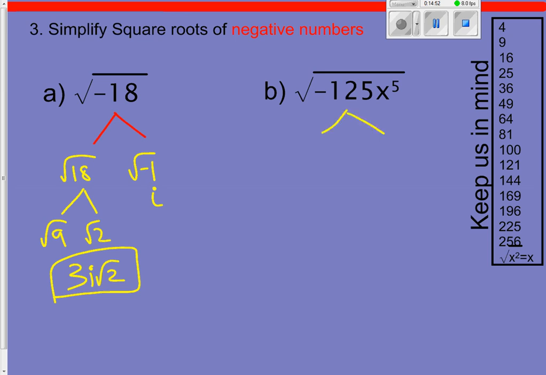So here, first thing I want to do, square root of negative 1, square root of 125 x to the fifth. Do that first. Just write that step. It makes your life so much easier. So now split this guy apart.